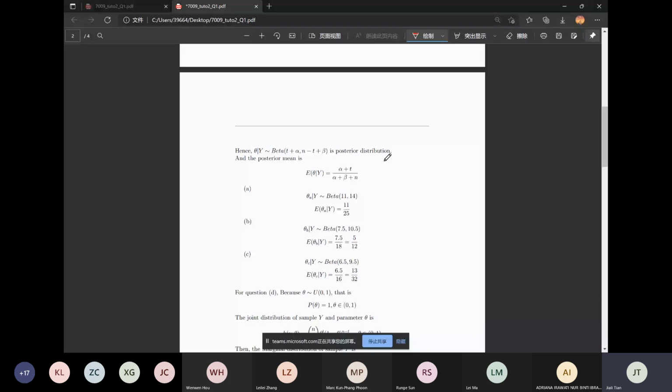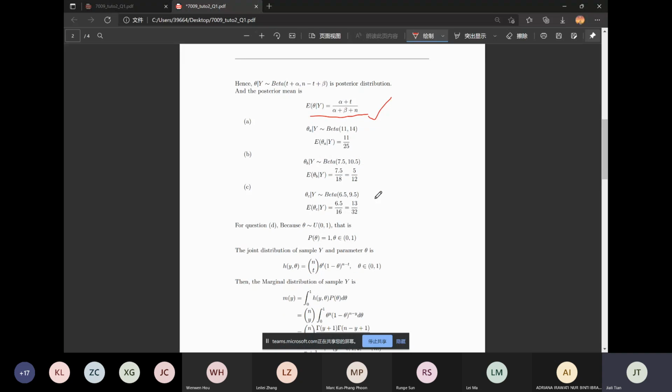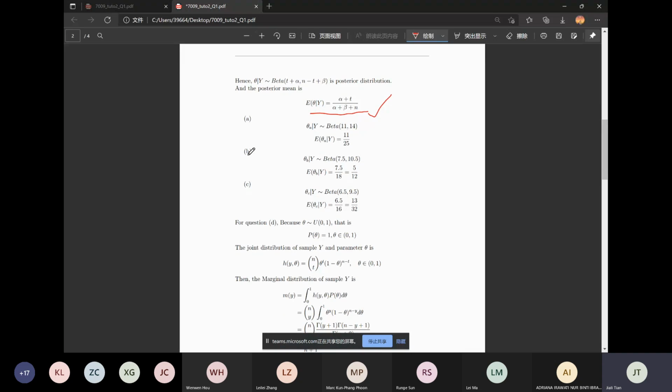And it is easy to get the posterior mean, E of theta given y, here. And so I get the answers A, B, and C like this.